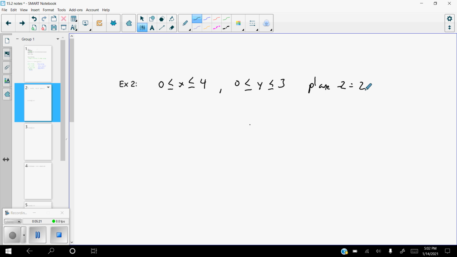So if we kind of sketch what that looks like, the base of our region is that x is bounded from 0 to 4, y is bounded from 0 to 3. So we're going to go ahead and just kind of sketch that. X goes from 0, 1, 2, 3, 4. Y is going to go from 0 to 3. So the base of our region is down here.